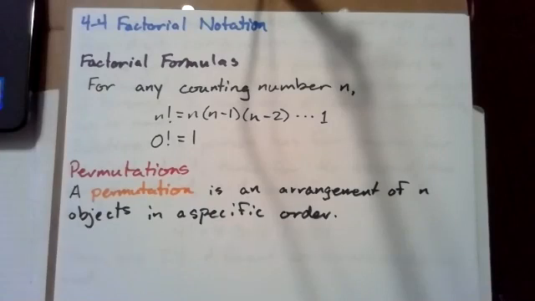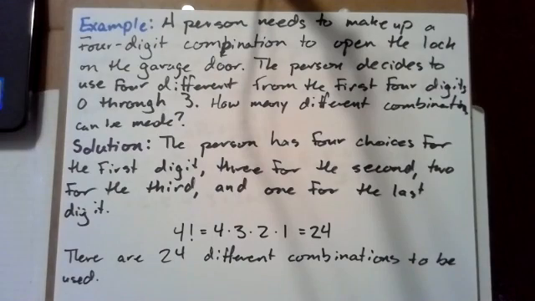Permutations. A permutation is an arrangement of n objects in a specific order. Example: a person needs to make up a 4-digit combination to open the lock on the garage door. The person decides to use 4 different numbers from the first 4 digits, 0 through 3. How many different combinations can be made? The person has 4 choices for the first digit, 3 for the second, 2 for the third, and 1 for the last digit. 4 factorial equals 4 times 3 times 2 times 1 equals 24. There are 24 different combinations to be used.